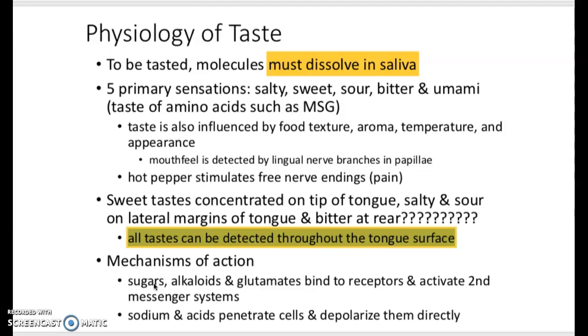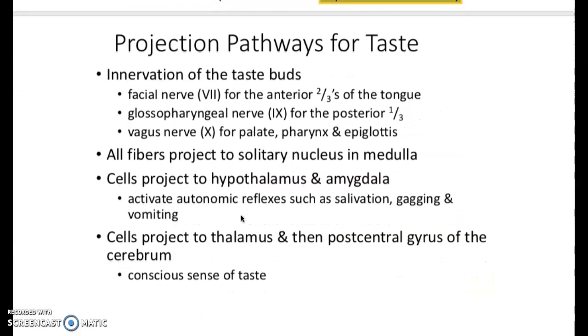So the mechanism, some way that taste works is through a secondary messenger system that we talked about before, and then others, like sodium and acids, actually depolarize the hair cells directly. So there are 3 different cranial nerves that innervate the tongue, and they help with taste and the physical movement of the tongue in order for you to help digest your food. They also function for reflexes and to protect your throat.